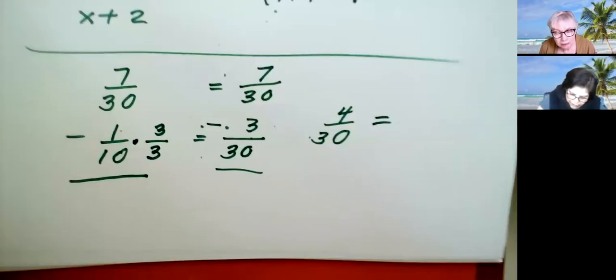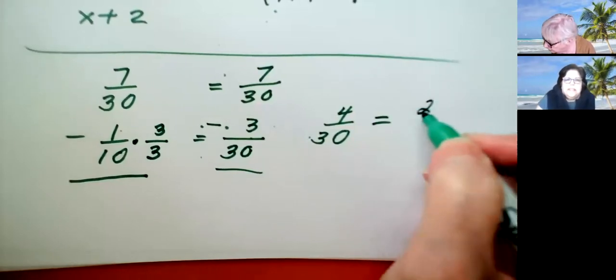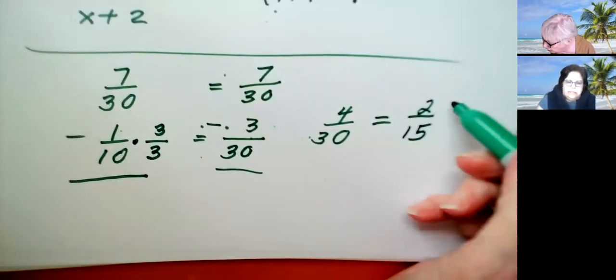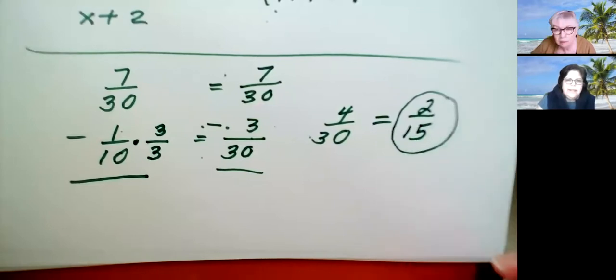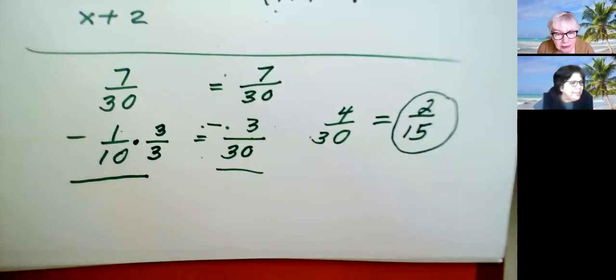Okay, 4 over 30. So then 2 over 15. Now that one will be okay. See, now that makes sense when I do it with you, but when I do it on my own, I don't know why I can't do it.